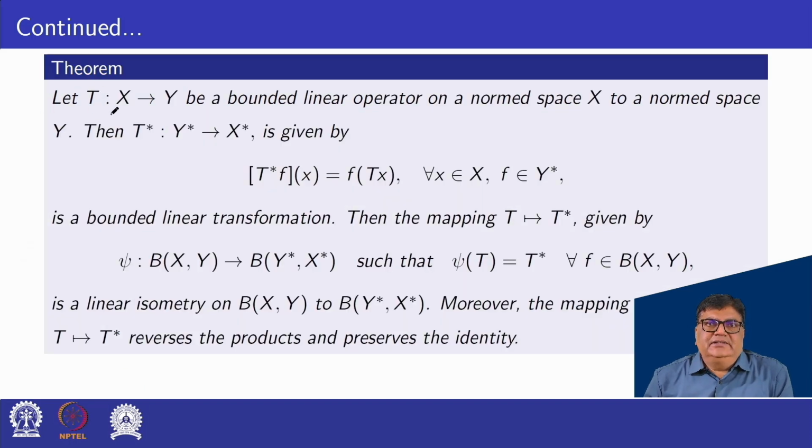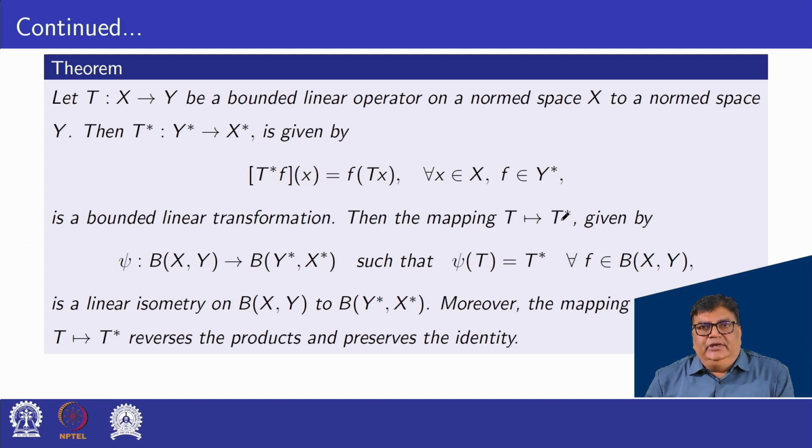Theorem. Let T from X to Y be a bounded linear operator on a normed space X to a normed space Y. Then T star from Y star to X star is given by (T star f)(x) equal to f of Tx for all x belonging to X and f belonging to Y star. Then T star is a bounded linear transformation.